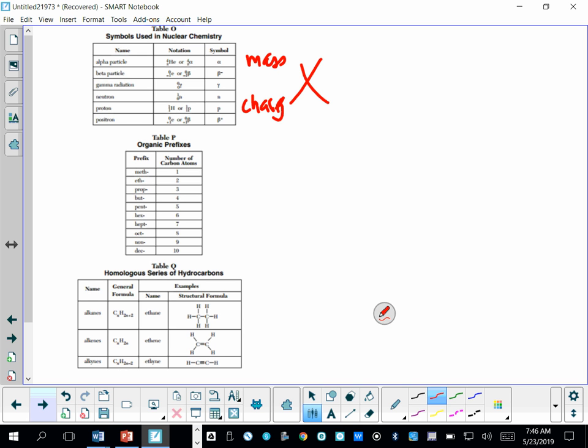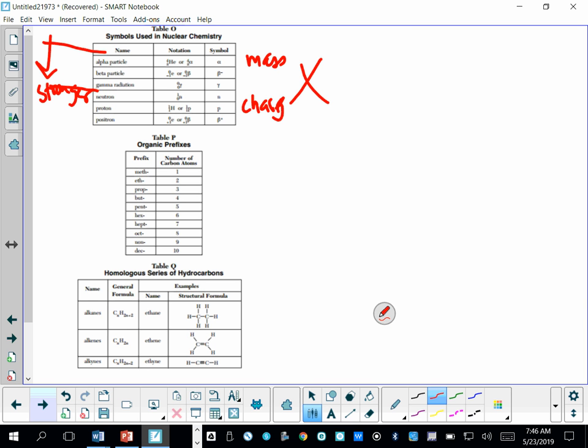And then for the first 3, alpha, beta, gamma, which are really the big 3, we're going to kind of draw an arrow like this, and it's going to say stronger. So saying that alpha is weakest, the beta is in the middle, and then gamma is the strongest type of radiation. Table P, organic prefixes.